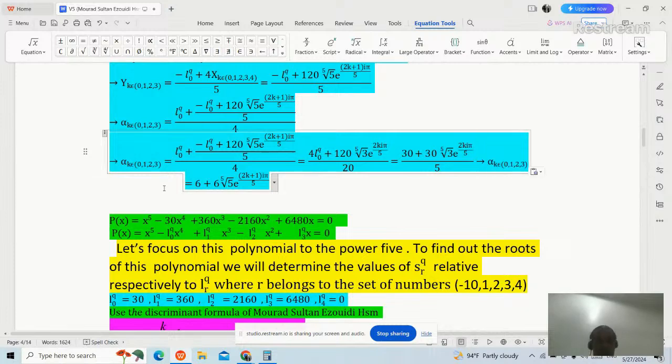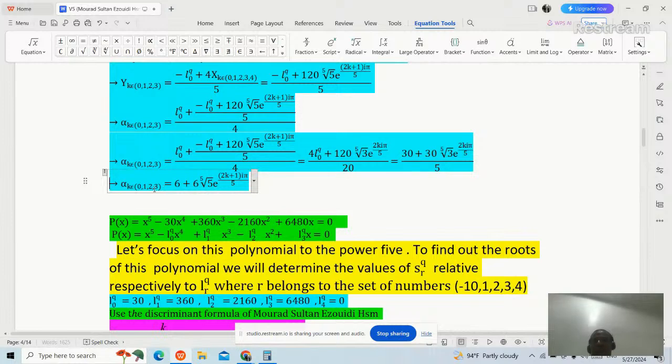Alpha k belongs to 0, 1, 2, 3, which means I have only 4 roots. Equal 6 plus 6 times fifth root of 5 exponential to k plus 1 i pi, that is the roots of my polynomial to the power 4.